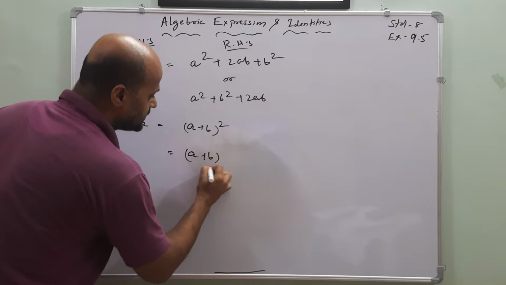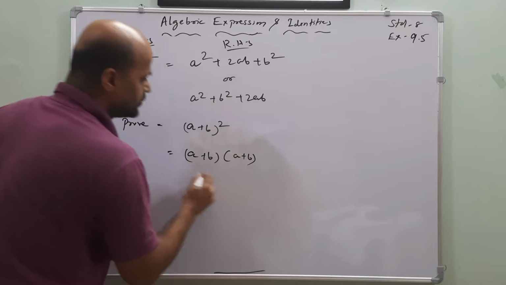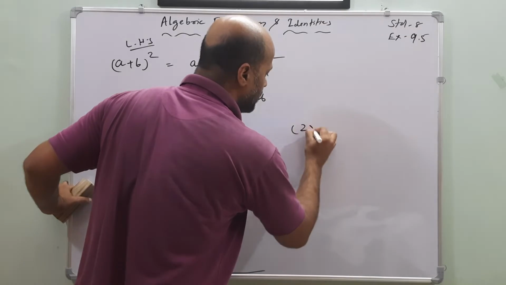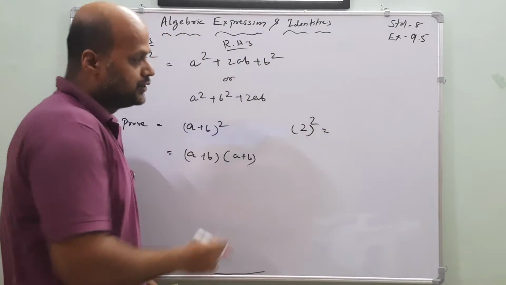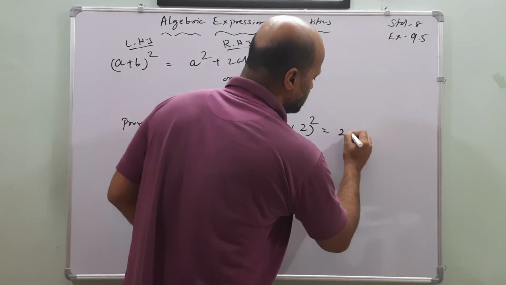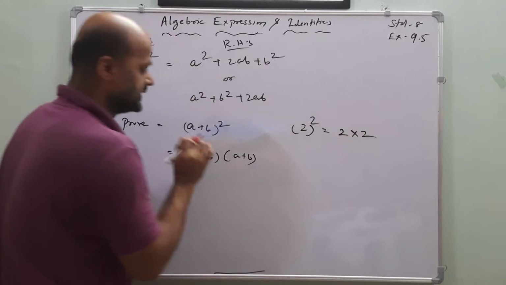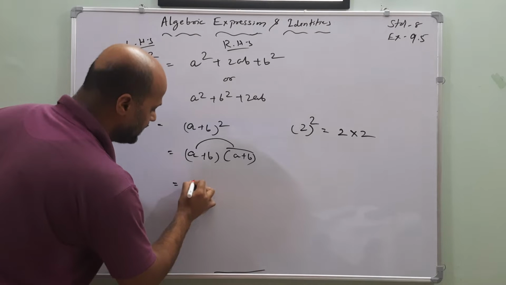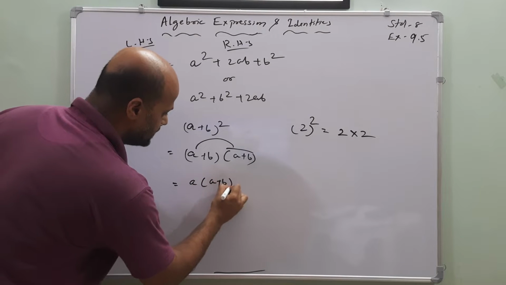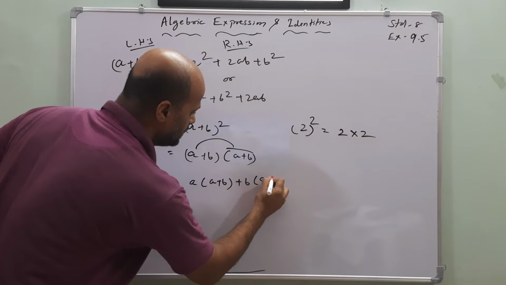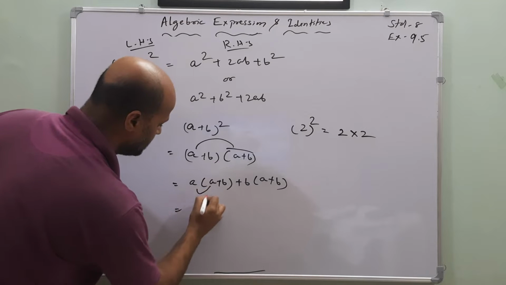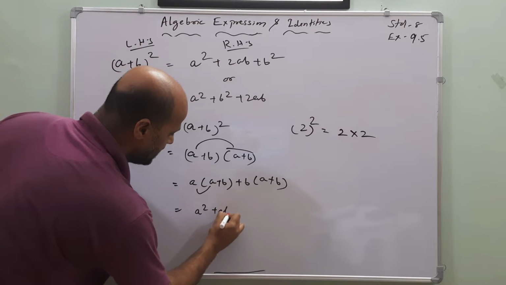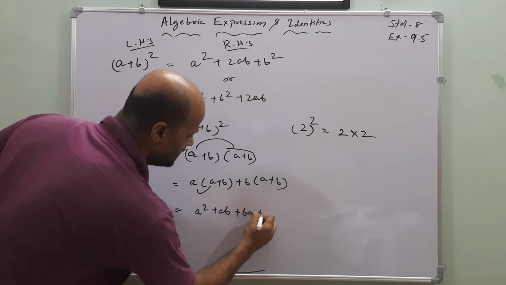(a plus b) whole square is equal to (a plus b) into (a plus b). How? Some of you may have doubts. 2 square is what, my dear friends? 2 into 2, or not? Like this one also. Okay, so multiply it now. You know how to multiply it. a into (a plus b) into (a plus b). Now multiply it: a square plus ab plus ba plus b square.